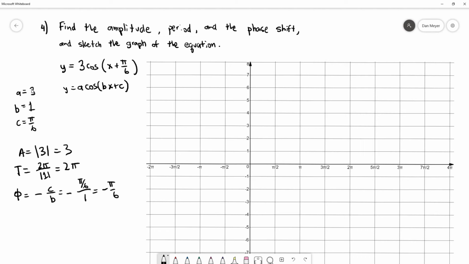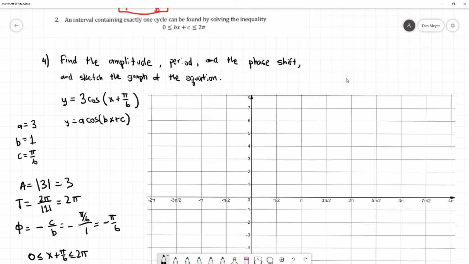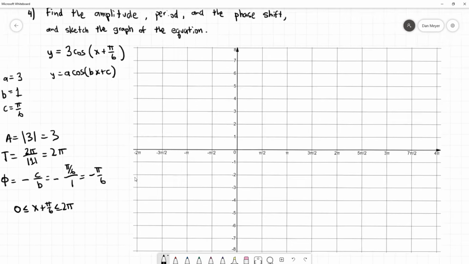When we go to find the right interval, we're solving for 0 is less than or equal to x plus pi over 6 is less than 2 pi. Well, I guess that's easier than I thought it was. You just take the junk that's inside the parentheses, right? That's not hard. That's not hard at all. Okay.